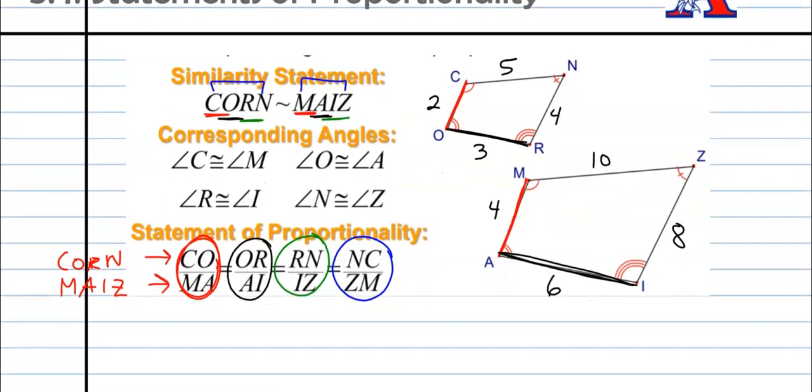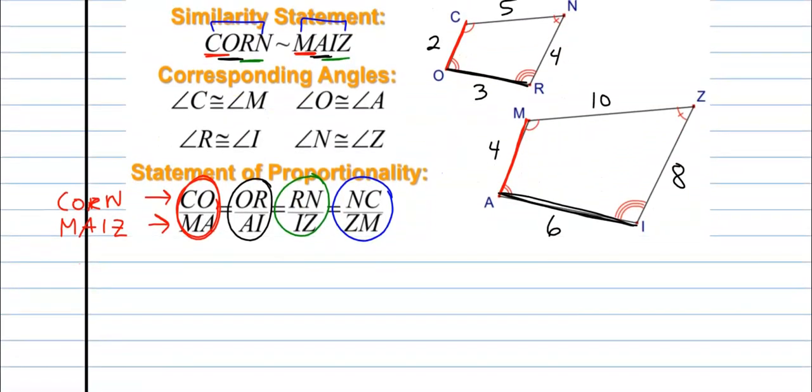But if you were to put those numbers back into your proportionality statement, instead of CO, I'm going to put in 2, and instead of MA, I'm going to put in 4. That ratio is equal to OR over AI. OR was 3, and AI is 6. Right away, ask yourself, is 2/4 the same as 3/6? Well, yeah, they're both equal to a half. 2 divided by 4 is a half, 3 divided by 6 is a half.